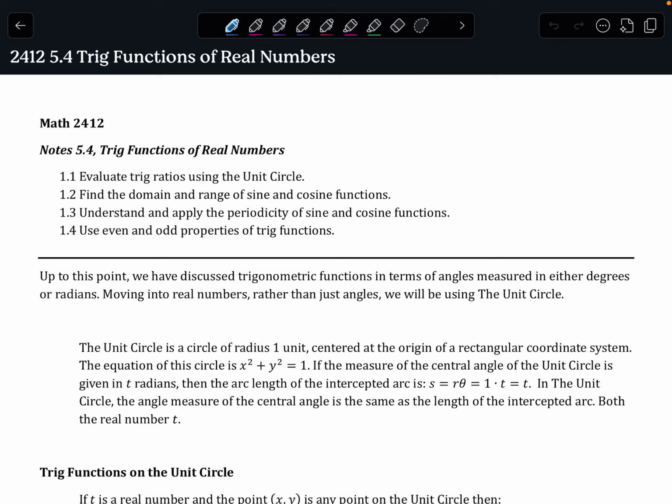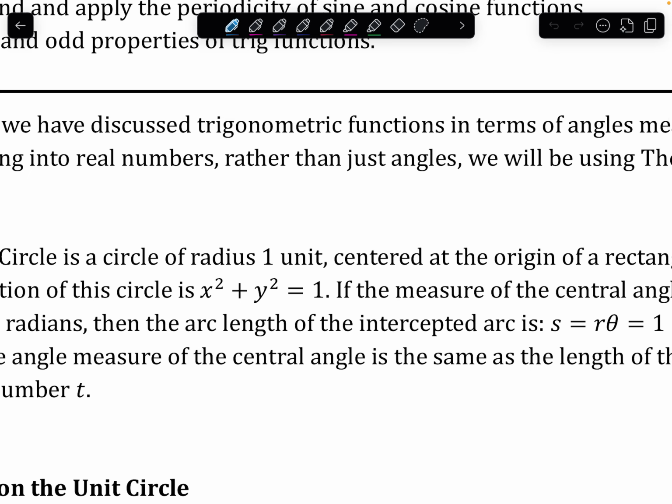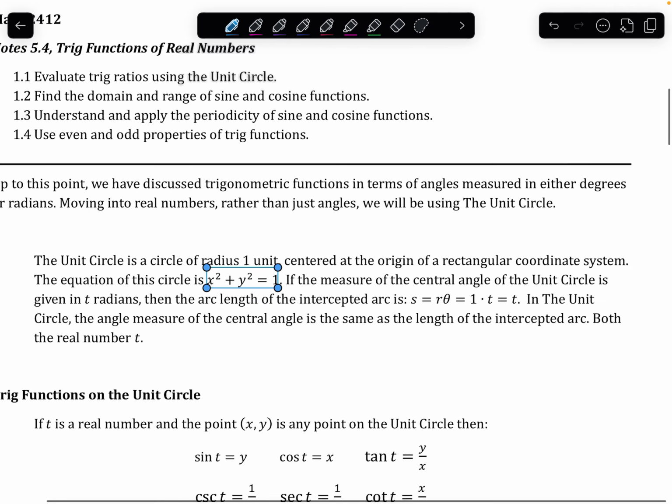Right. Going into the unit circle. So a unit circle is a circle of radius 1 unit centered at the origin. So instead of dealing with that Pythagorean theorem equation last section, x squared plus y squared equals r squared, it now becomes x squared plus y squared equals 1. So on the unit circle, the r side, the hypotenuse, is 1 unit.